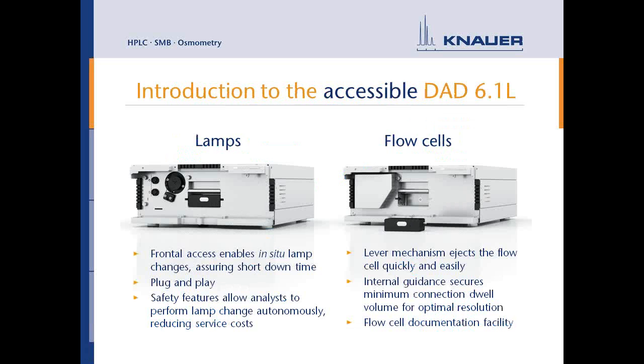Like I was mentioning with the accessibility, here we can see how the device looks like when we've taken off that front cover on the left-hand side and how we can access the lamps. The larger circular hole here is the deuterium lamp, the UV lamp, and underneath we can also see the halogen lamp, the vis lamp. As I mentioned, everybody can change this lamp. There are special safety features integrated so that every user can do this autonomously, which also reduces the service costs of this device.